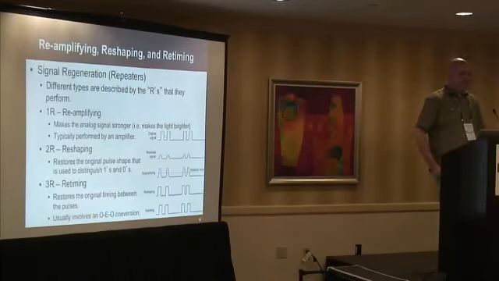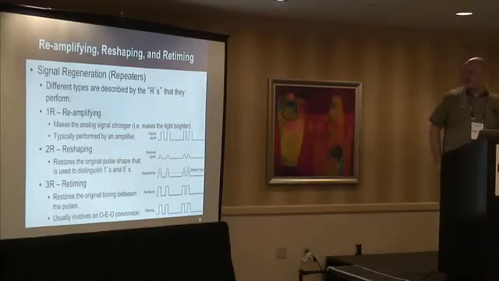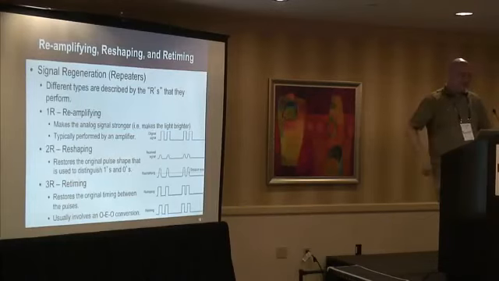You've got the 3 R's: reamplifying, reshaping, and retiming with repeaters. So 1 R is reamplifying. That's basically you're just taking the signal and you're making it brighter. So you get a very low signal, and you're now making it bright enough that the receiver can see it.